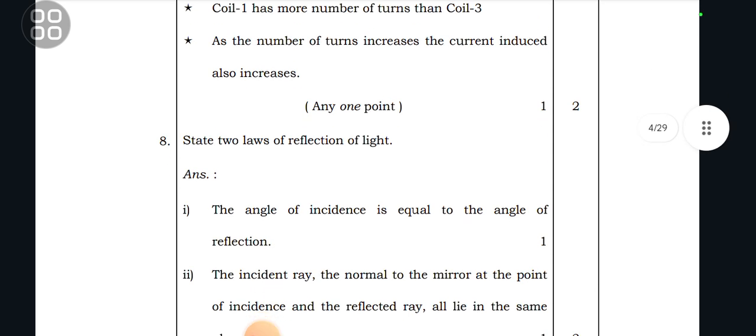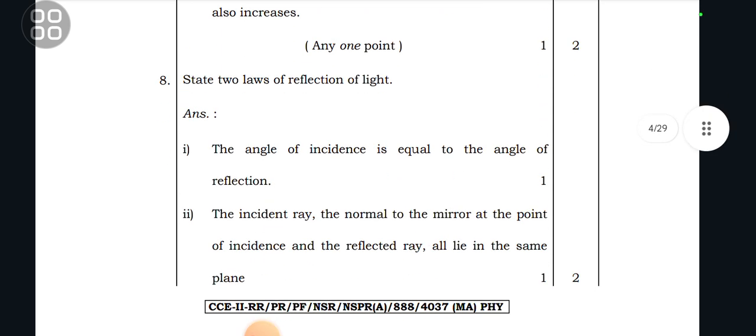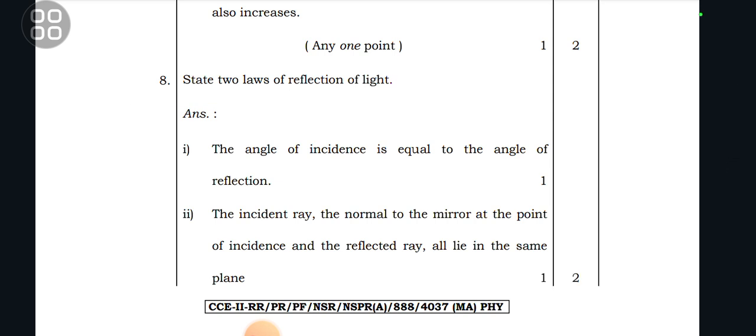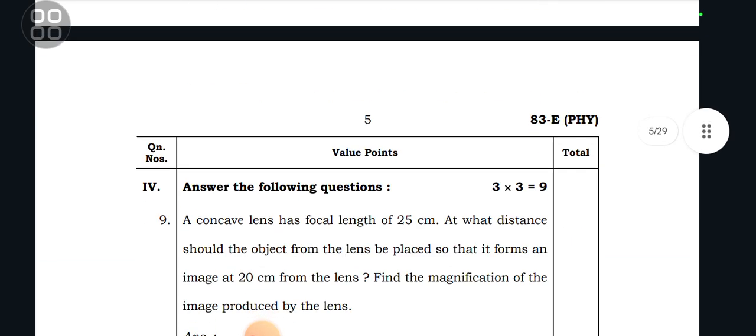State 2 laws of refraction of light. This is a fixed question asked repeatedly in many of the examinations. This question has been asked in the SSLC science question paper repeatedly. Here also you should write 2 points to get 2 marks. 1 point is for 1 mark.